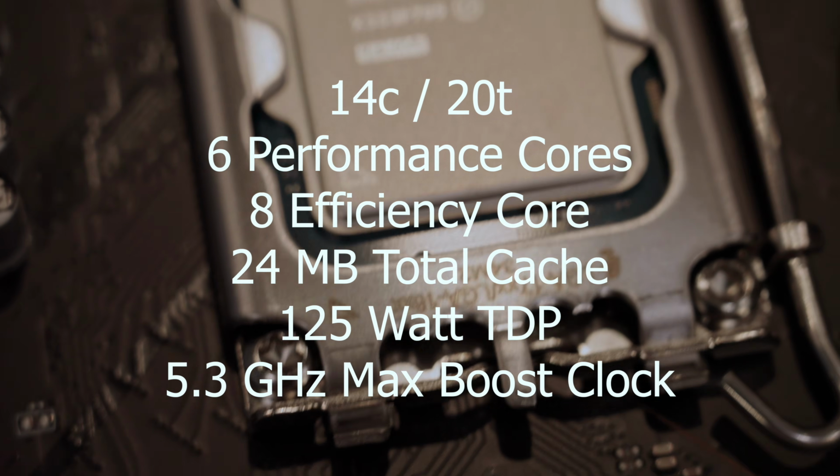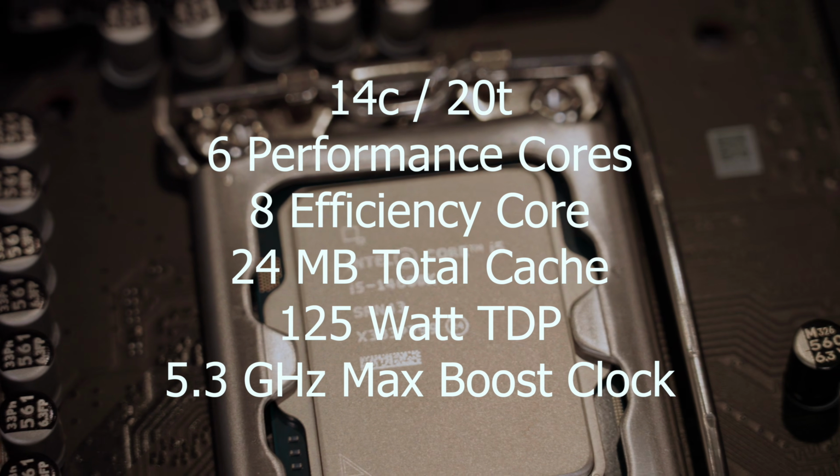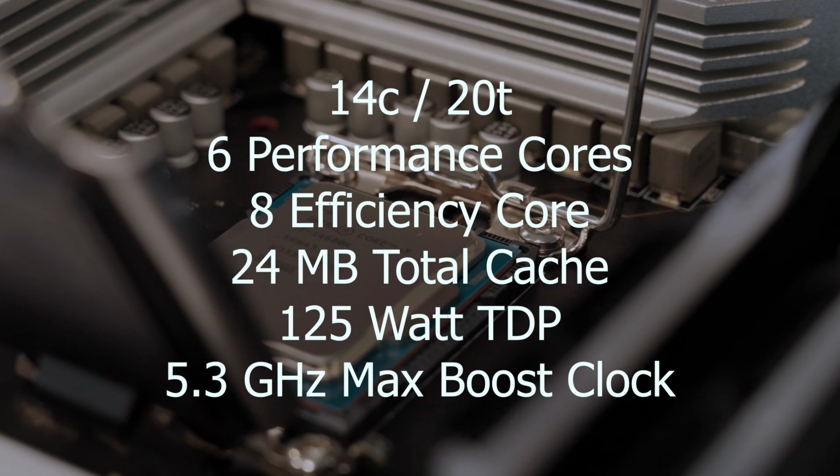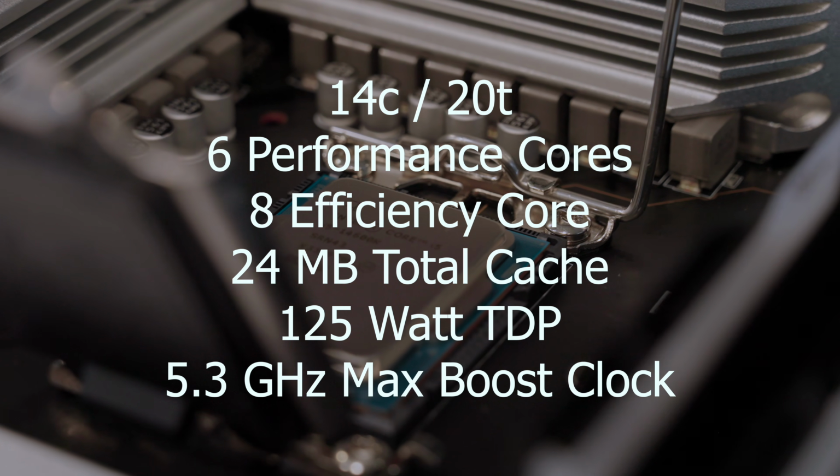I'm going to be putting the i5 14600K inside this motherboard. It has 14 cores and 20 threads, and it also has a max turbo frequency of 5.3 gigahertz. I'm also going to be pairing this G-Skill DDR5 RAM. This is 6000 megahertz RAM.